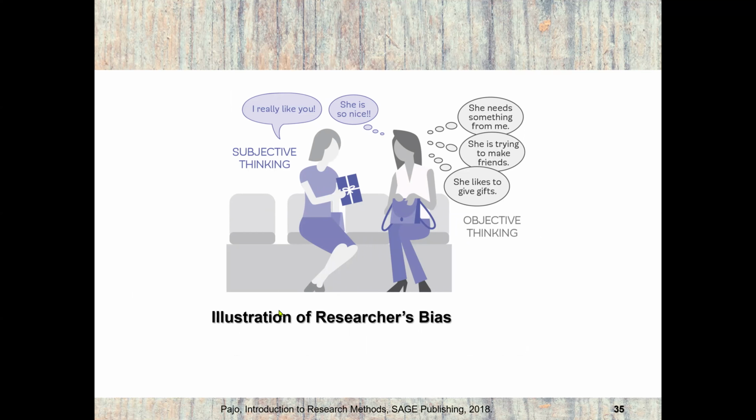So this example is given to us. We have a subjective thinking. I really like you. And we say she's so nice. Yeah, she needs something from me. She's trying to make friends. She likes to give gifts. This will be objective thinking.